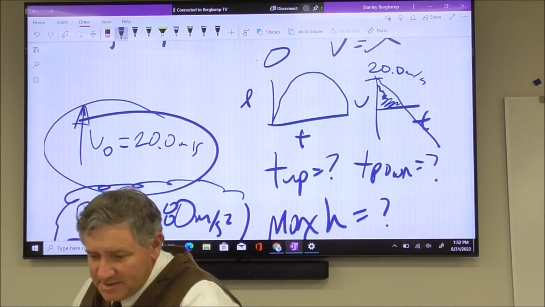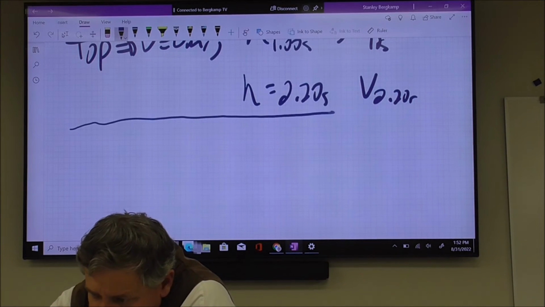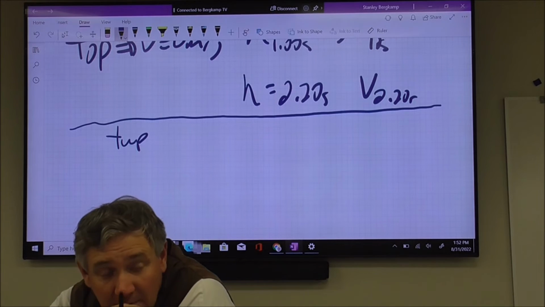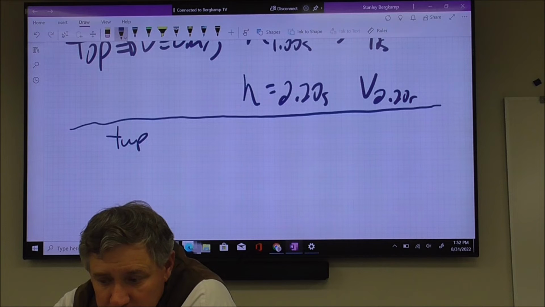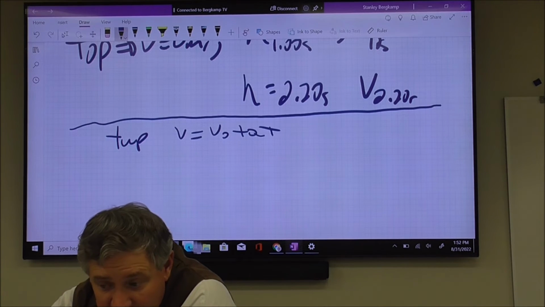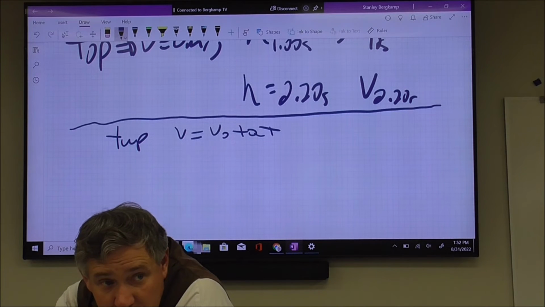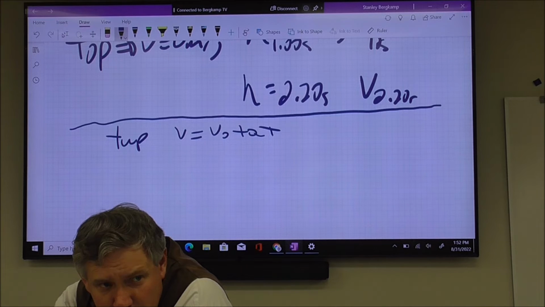All right, so let's tackle time up. How do you want to tackle time up? Take the velocity minus the initial velocity over the acceleration. Start with v equals v naught plus at and solve for time. Why wouldn't you use that one? Because our initial velocity isn't 0, so it's going to be harder to do that one. Okay.